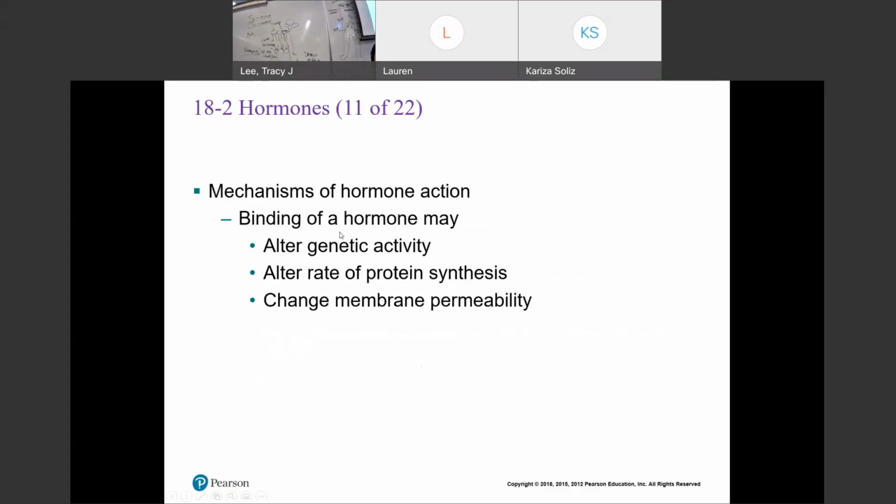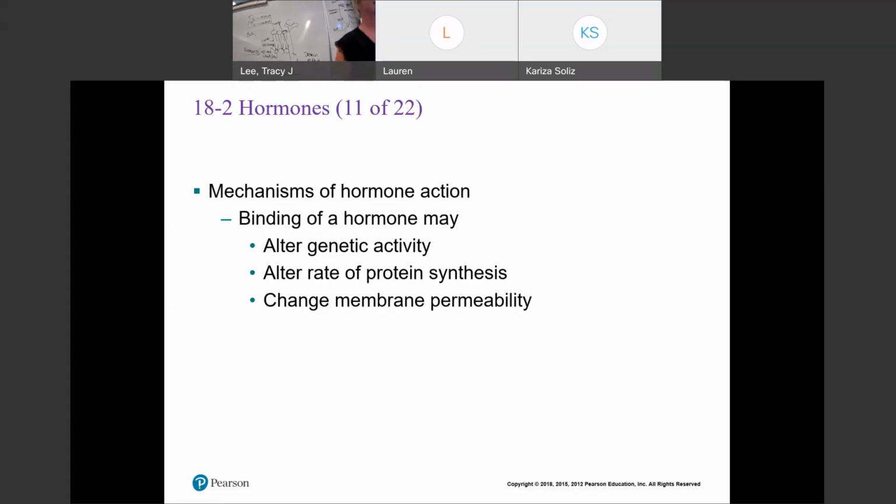All right, so mechanisms. I kind of already talked about this. A hormone can alter genetic activity, kind of as I talked about here. We can affect the DNA, we can affect the mRNA, which is going to affect our protein. It's going to change the behavior of that cell.